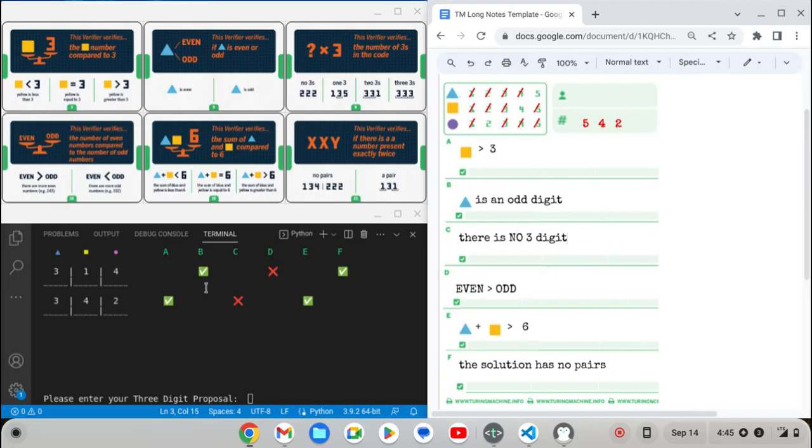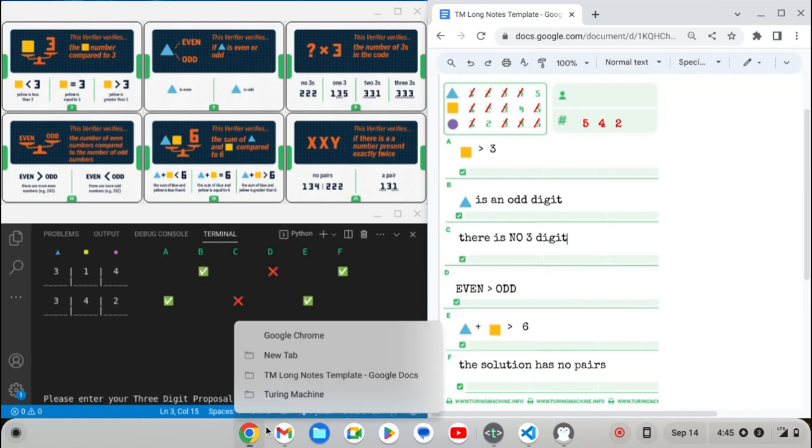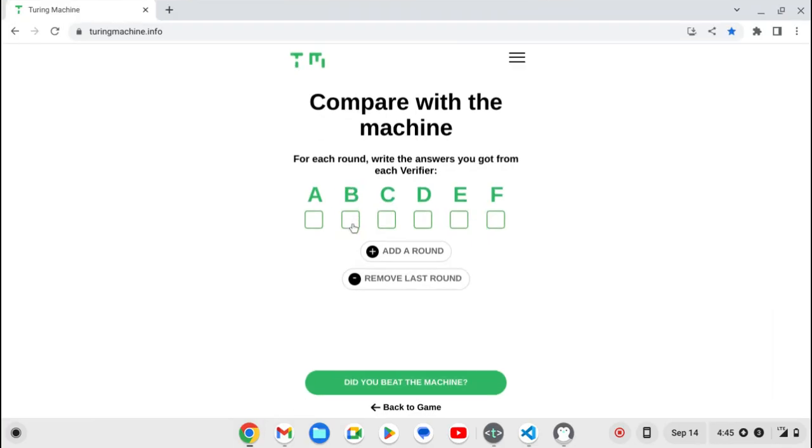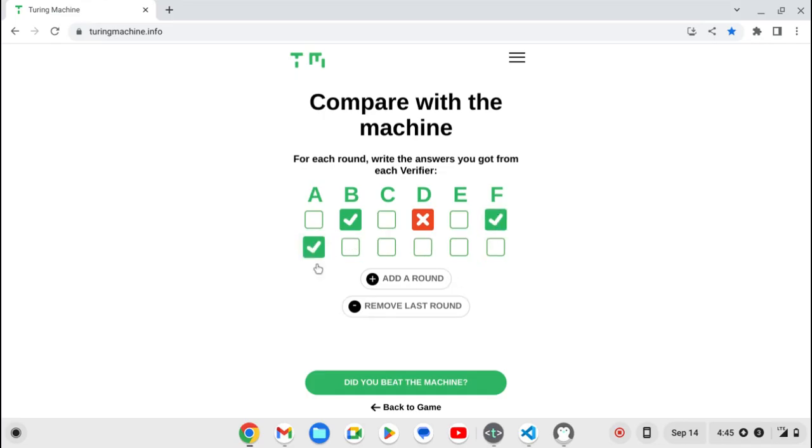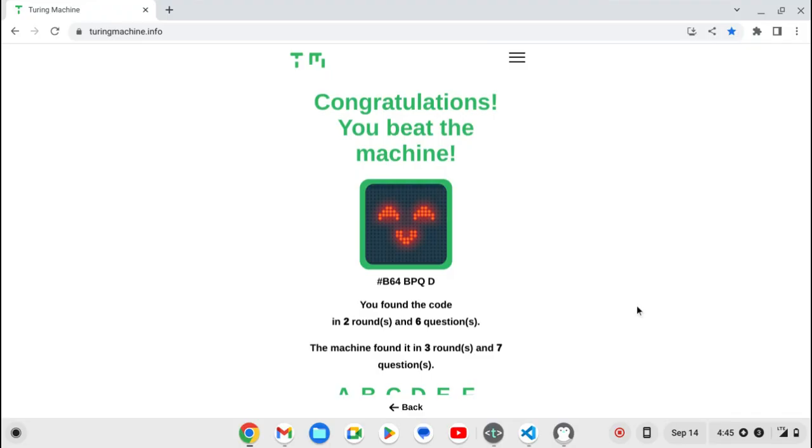So we did test all the 3 criteria cards, and we did BDF in the first round and the remaining 3 in the second round, and each time the middle one was incorrect. So let's go ahead and type that up. BDF. So B was correct, D was incorrect, F was correct, and then we did the remaining 3. A was correct, C was incorrect, and E was correct. All right, so we beat the Turing machine by 1 question.